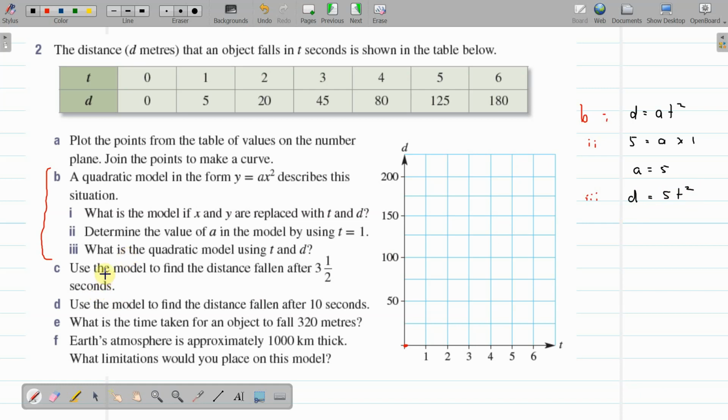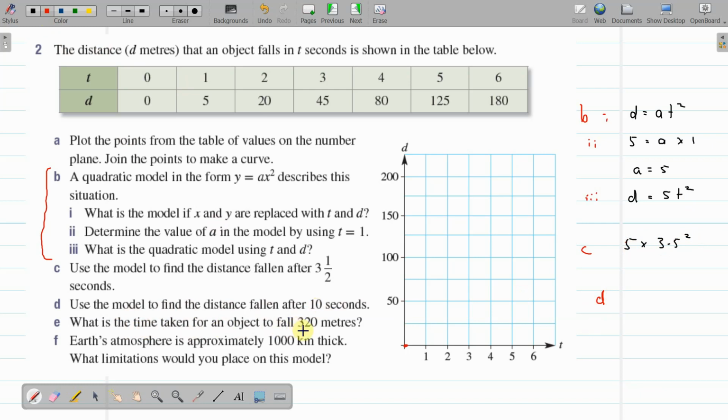Okay. Part C. Use a model to find the distance fallen after 3.5 seconds. So you put 5 times T, which is 3.5 seconds, squared. Part D: use the model to find the distance after 10 seconds, so 5 times 10 squared.